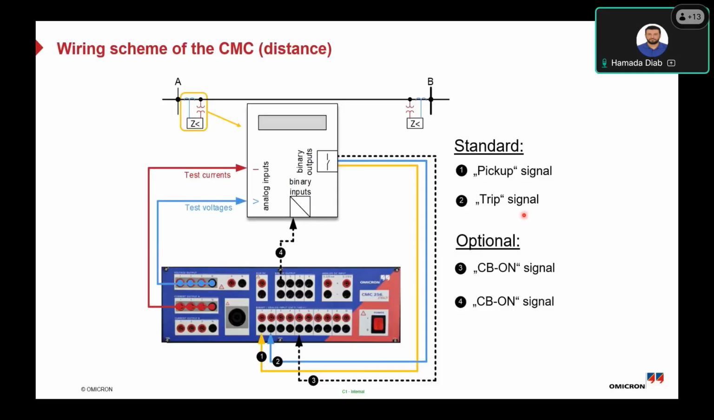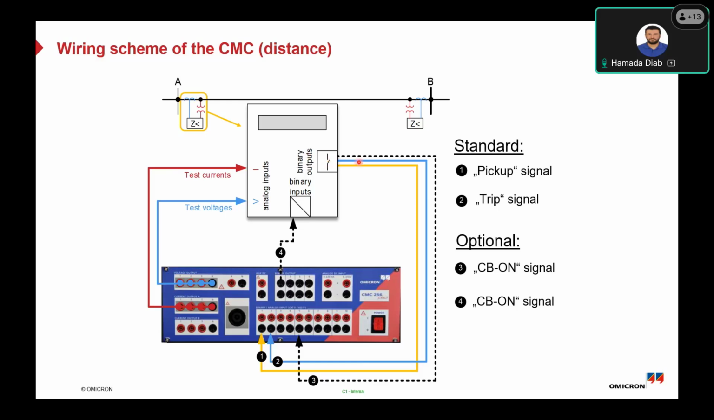Okay, now we will see how to do the wiring check, or the wiring scheme, using the CMC for the distance protection. For example, we have here line A and B. We have two relays here, two CTs and two VTs. Here the protection relay is connected to the CT and the VT from the primary side. So we can inject voltage and current through the analog inputs of the protection relay to simulate the primary current and voltage in the overhead lines.